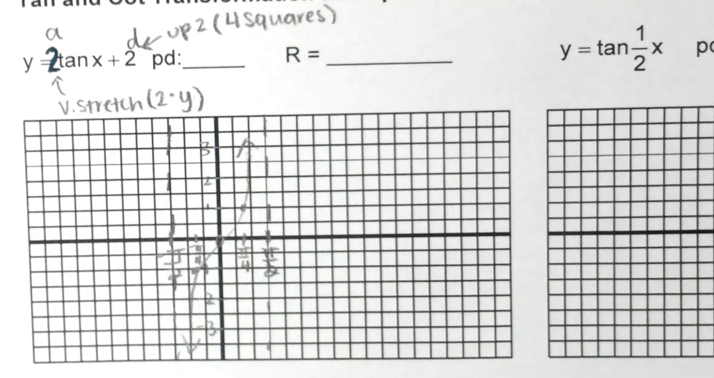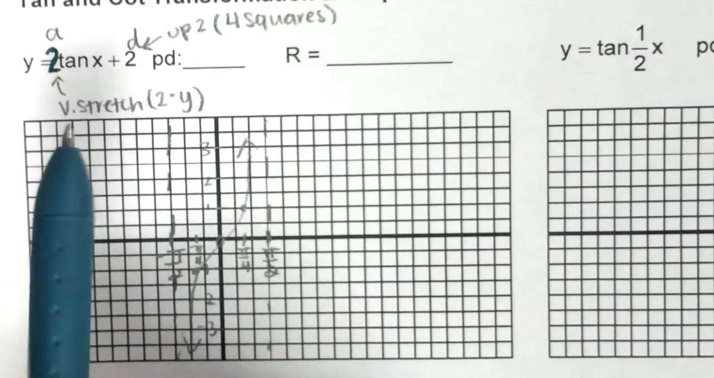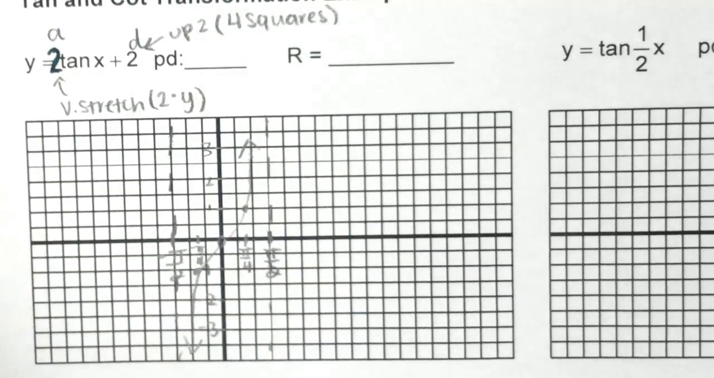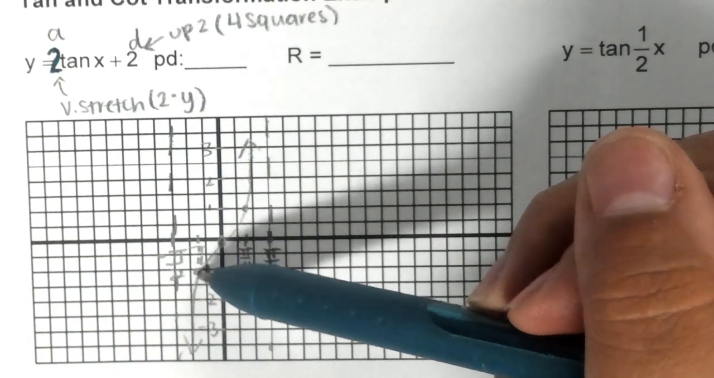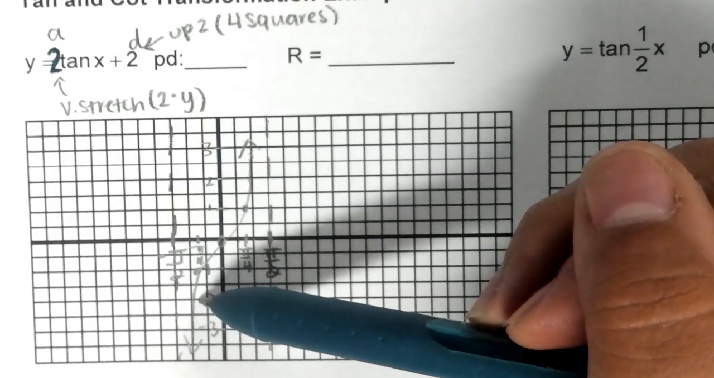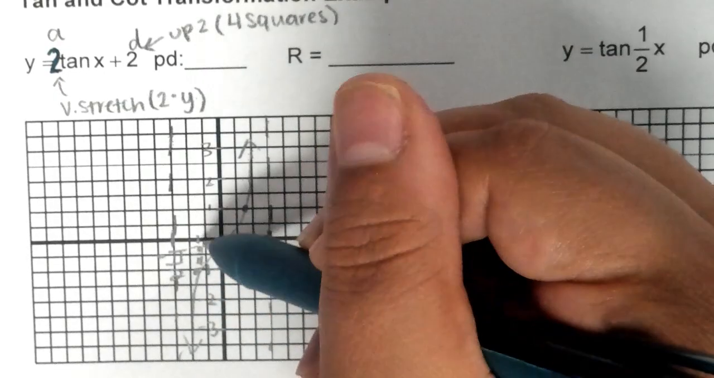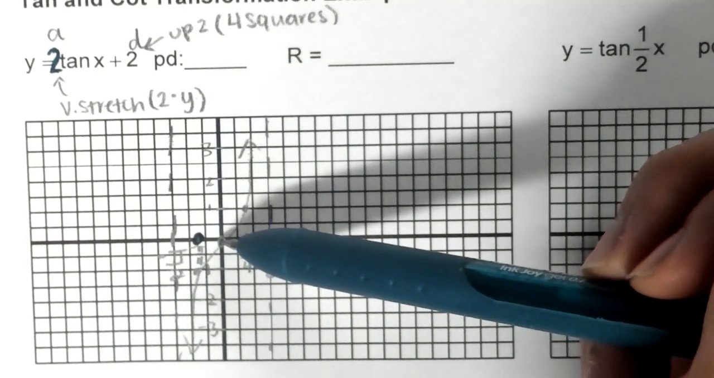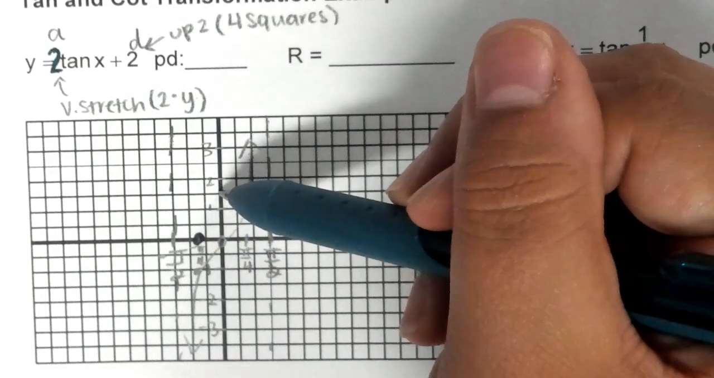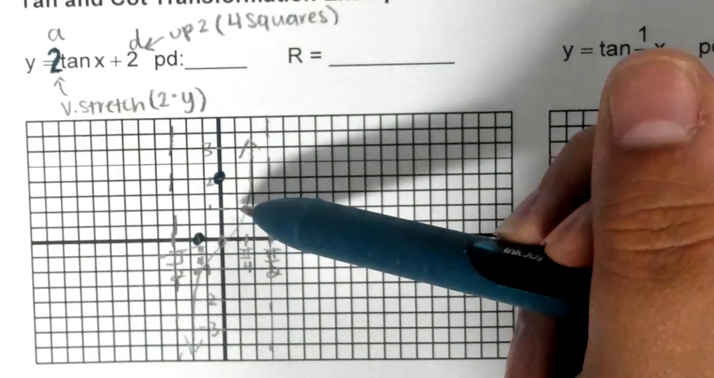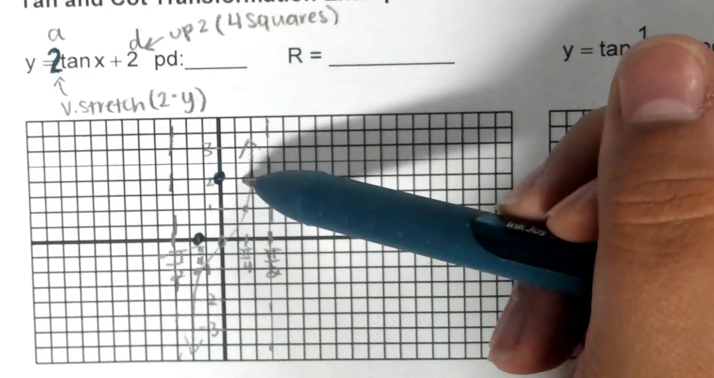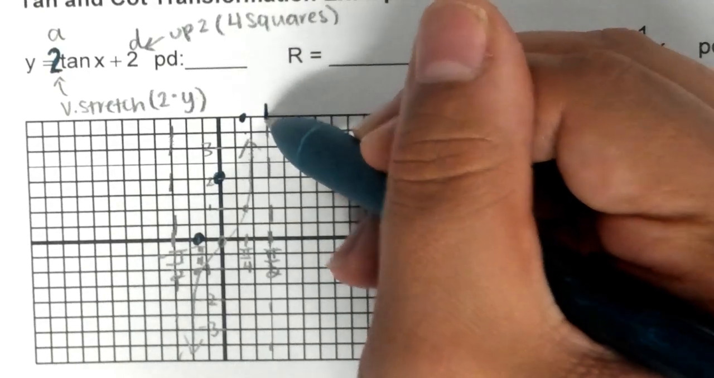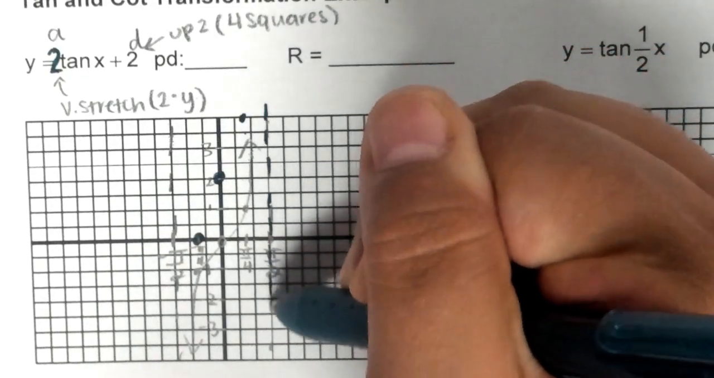And now I am going to do my transformation. So I'm going to multiply the y values by 2, and then I'm going to go up 4 squares. So negative 1 times 2 is negative 2. And then I'm going to go up 1, 2, 3, 4. 0 times 2 is just 0. And then I'm going to go up 1, 2, 3, 4. 1 times 2 is 2, and then I'm going to go up 1, 2, 3, 4. Don't forget to draw your asymptotes.